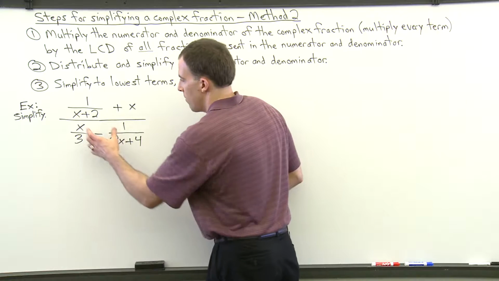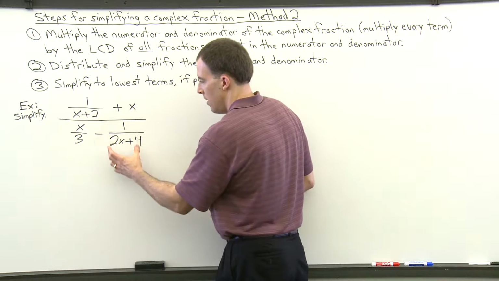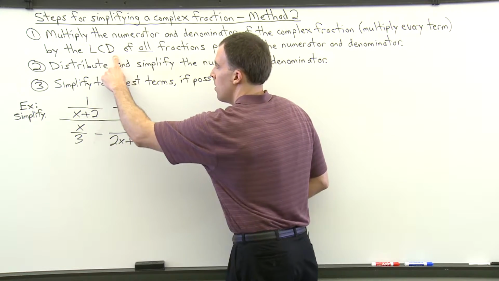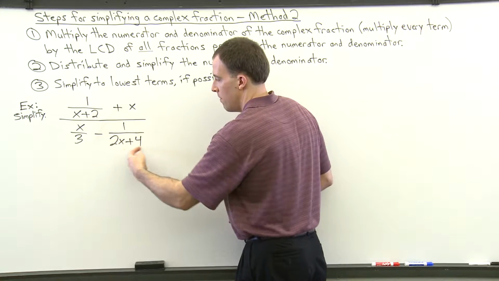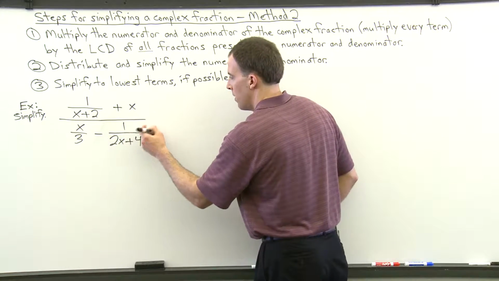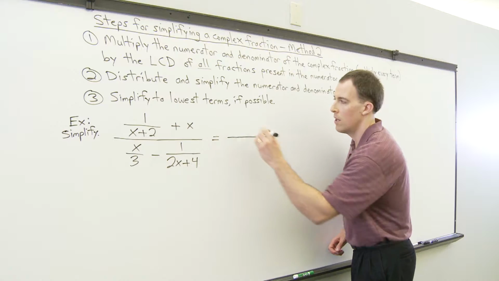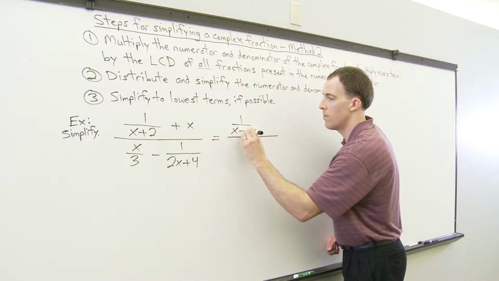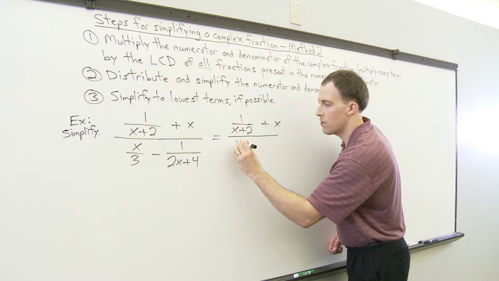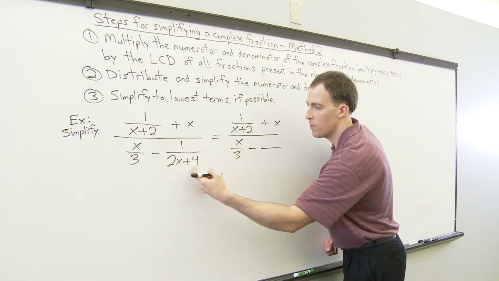So we have three fractions here. One of the denominators is x plus 2, one of the denominators is 3, and the other denominator is 2x plus 4. To figure out the least common denominator, I'm noticing that this denominator is not in factored form, so we've got to start by factoring that denominator in the second fraction in the overall denominator of the complex fraction. So let's just keep the numerator the same, 1 over x plus 2 plus x, and I'm keeping the x over 3 the same. All I'm doing on this step here is factoring the 2x plus 4.